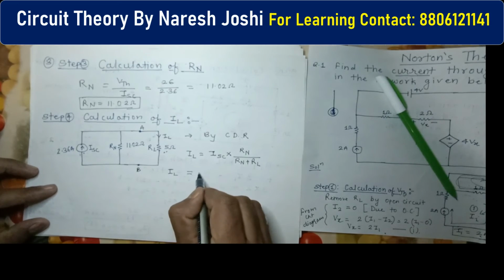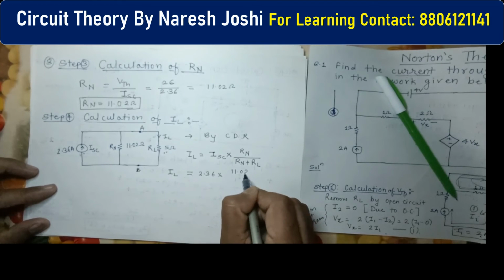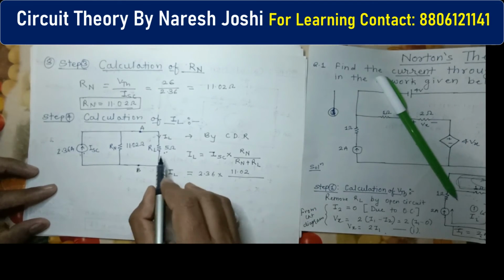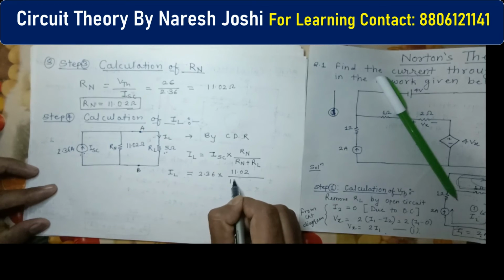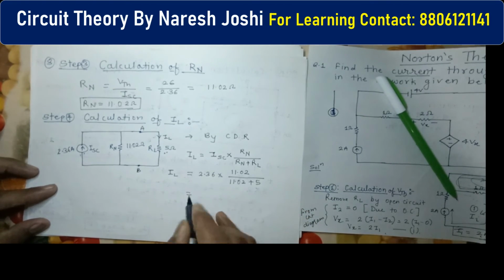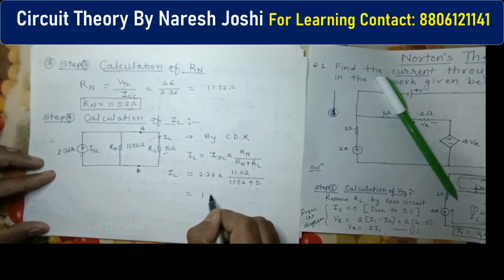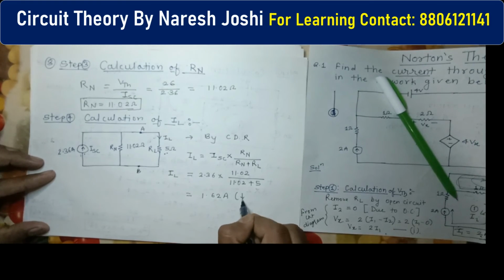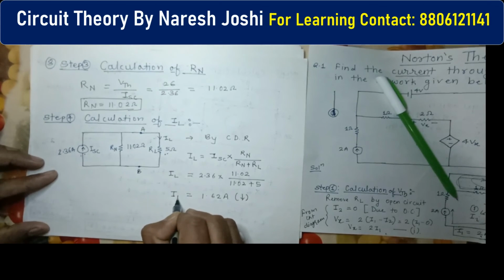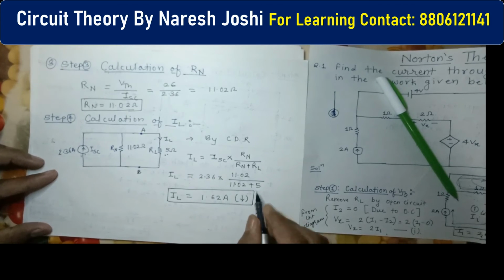So IL equals ISC, which is 2.36, times Rn, which is 11.02, upon Rn again 11.02, plus RL which is 5 ohm. Further you can simplify it, and we obtain the value 1.6 ampere in the downward direction. So this is the value of the answer. IL equals 1.6 ampere, and this is our final answer.